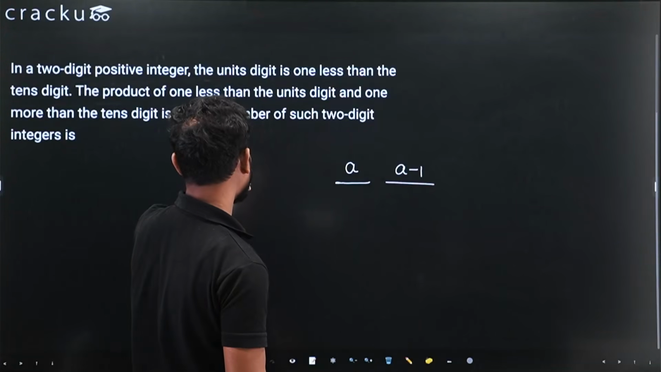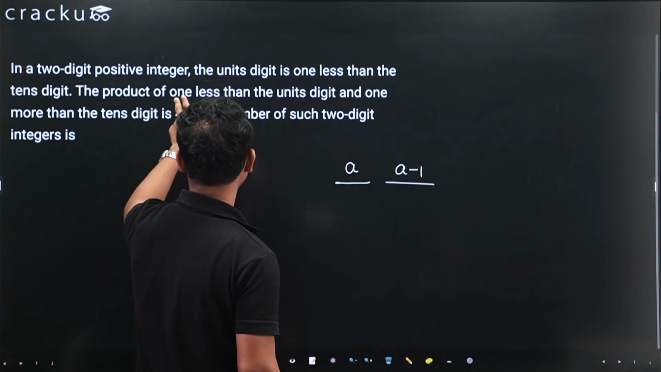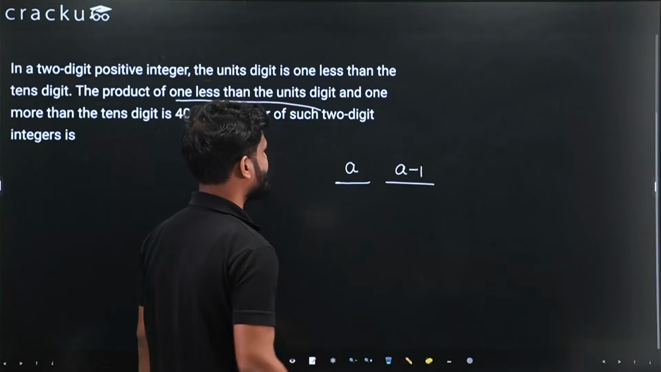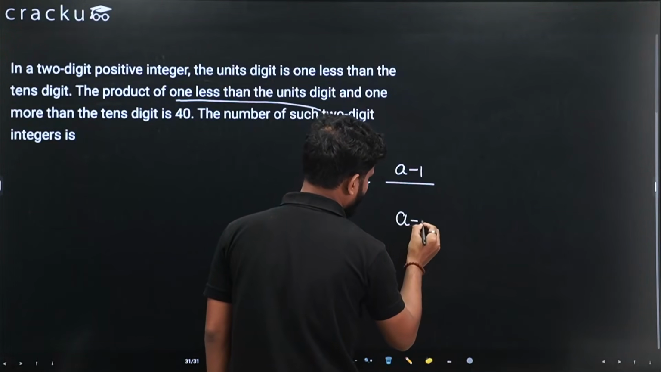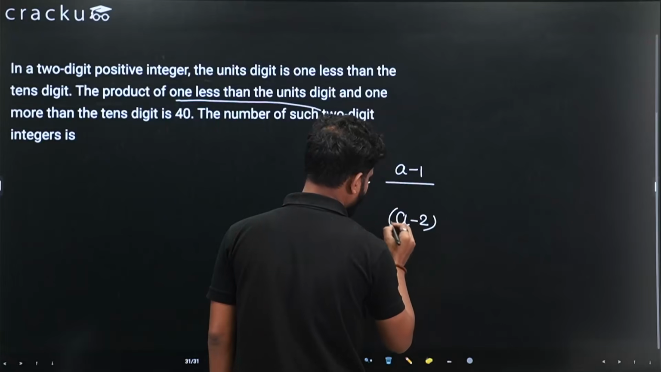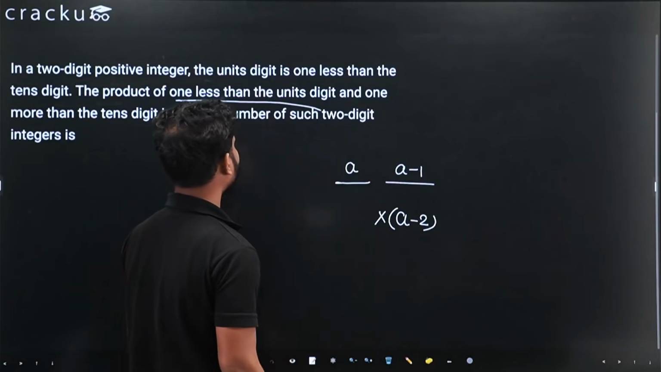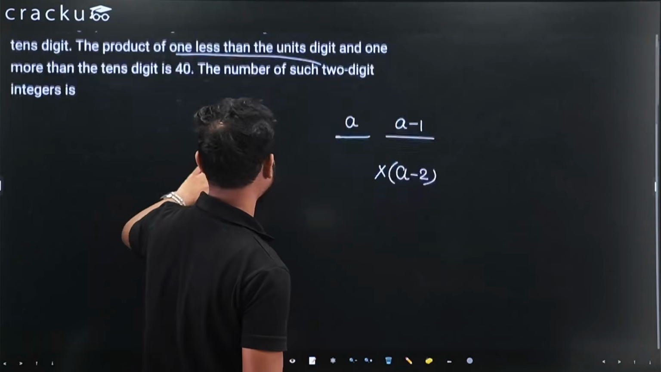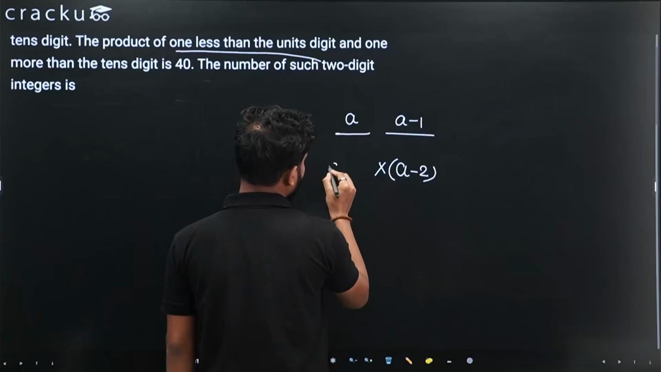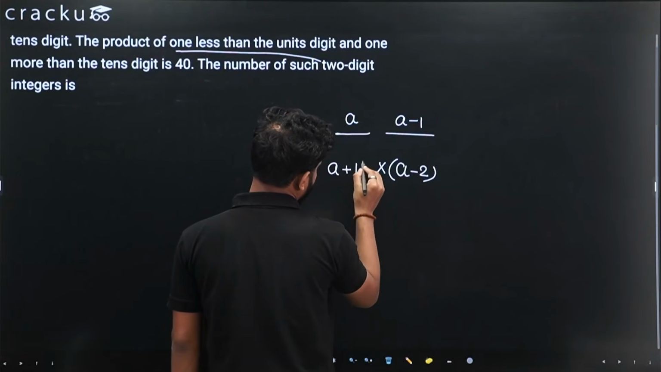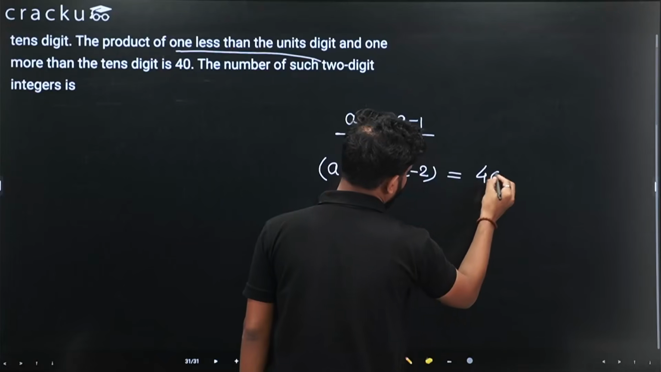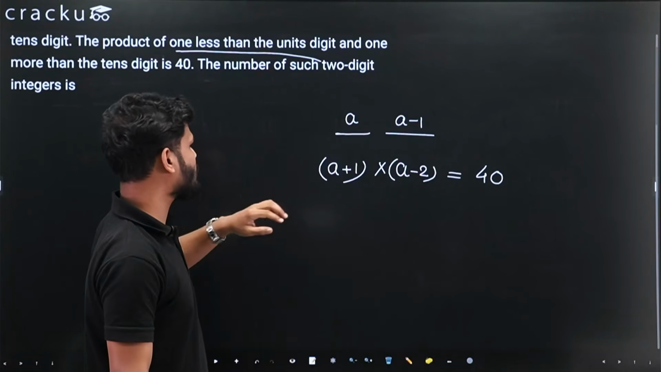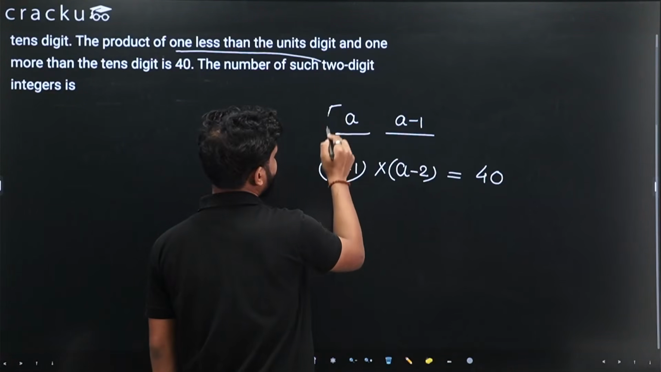Now product of two things. What are those two things? 1 less than the unit digit. Unit digit is a minus 1, so 1 less than unit digit will be a minus 2, multiplied by 1 more than the tens digit. 1 more than the tens digit will be a plus 1. This is given as 40. Now you need to find how many such numbers are there.